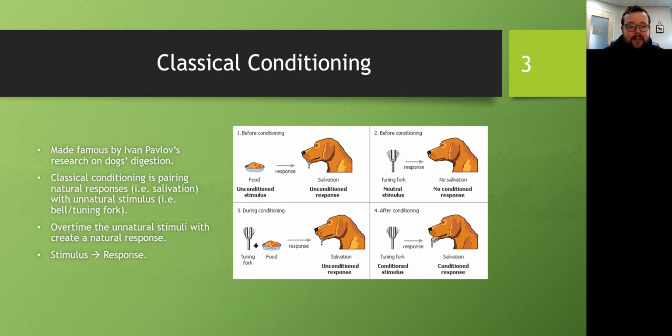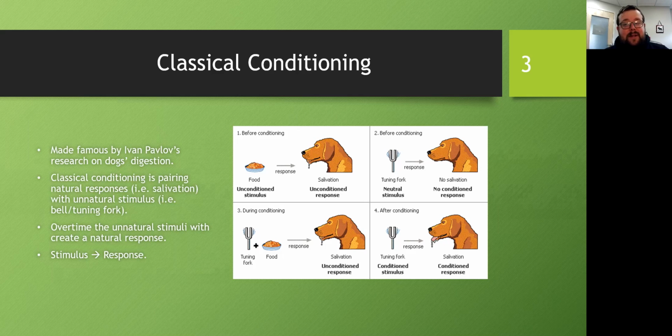So let's start with classical conditioning. Made famous by Russian physiologist Ivan Pavlov, and this began with research on dog digestion. I'm going to kind of skip all the details of how he discovered this. Essentially, you're probably familiar with it as well. But the big component of these experiments was really the emphasis on classical conditioning. And classical conditioning is pairing a natural response, so in the dog's case, salivation, with an unnatural stimulus, i.e. a bell or tuning fork. So what that means is the dog naturally is going to salivate with certain stimuli, such as maybe the smell of food. And what we can do is we can take that natural response and we can cause it to occur by an unnatural or artificial stimulus.